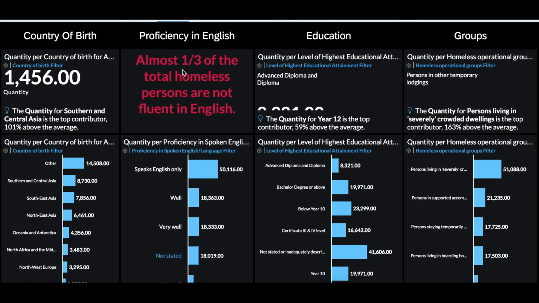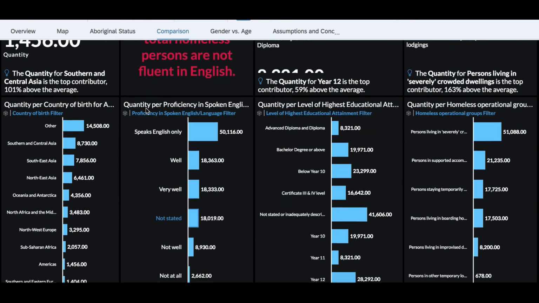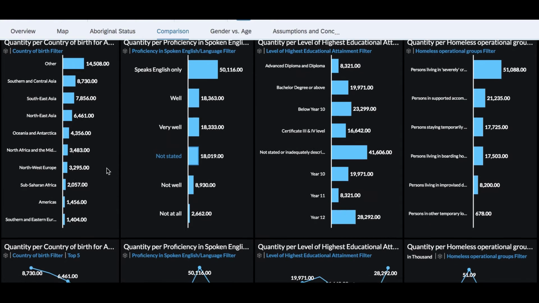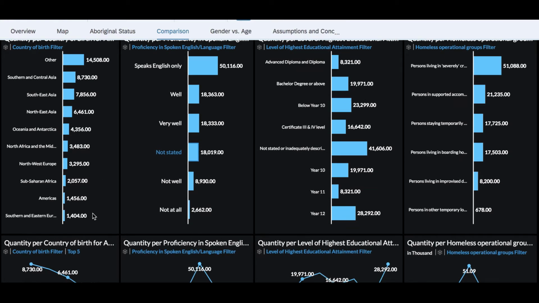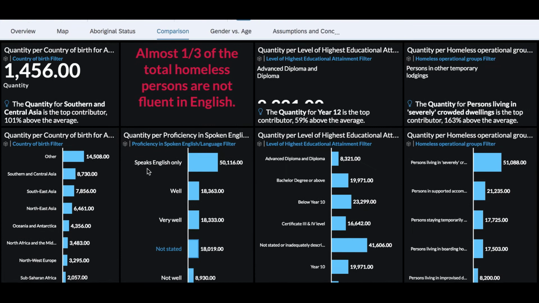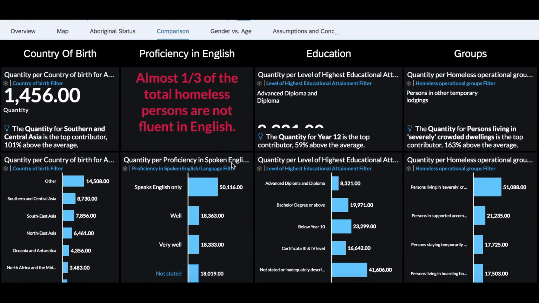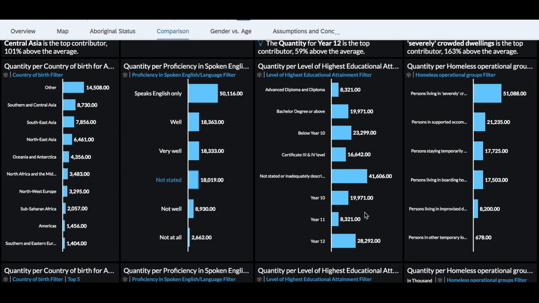In order to identify the homeless profile, a dashboard was set up with a comparison regarding four different aspects. The first one refers to the country of birth of those who are not Australian. It was found that most of them were born in Asia. On the other hand, Europe is the least contributor to these statistics. Regarding the proficiency in English, almost one-third of the total homeless persons are not fluent in English. Regarding the highest level of educational attainment, most of them concluded year 12.